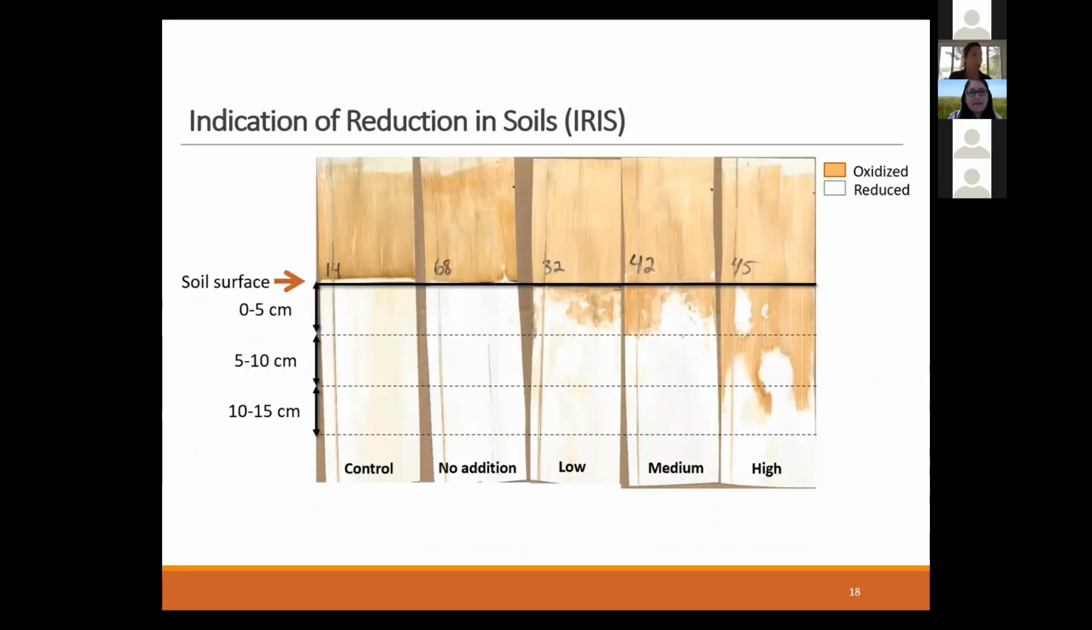I measured redox using IRIS, which is a method where iron oxide is painted onto PVC films, and then in reducing conditions, soil microbes use that available iron oxide as a terminal electron acceptor, where it's removed. So you can see in the soil reducing conditions decrease with increasing sediment, which is what we had expected, to create more oxidizing conditions to hopefully promote root growth and less stressful conditions for plants.